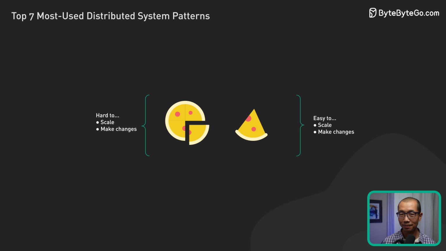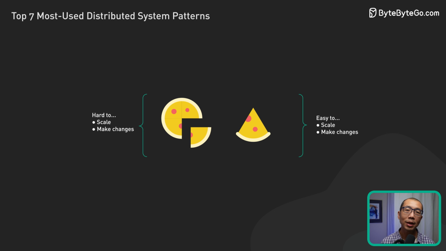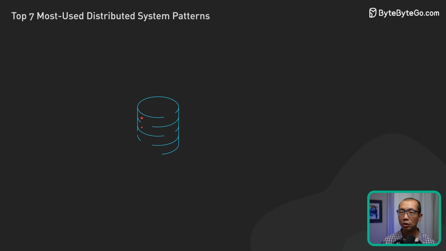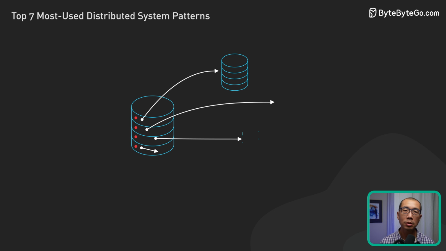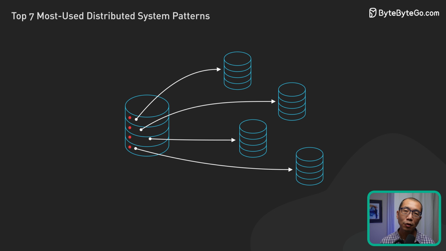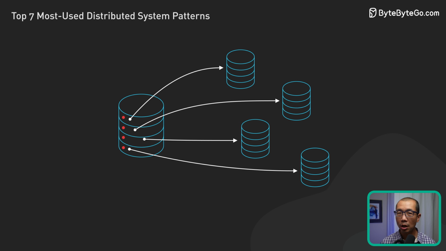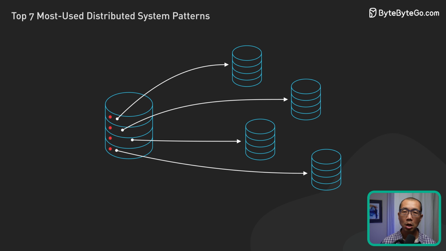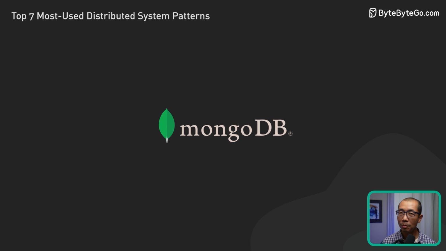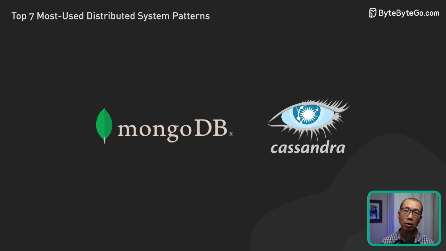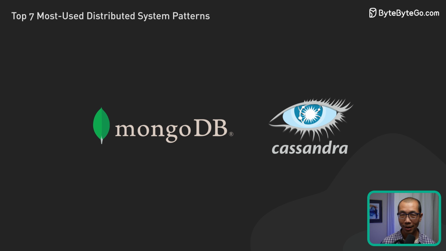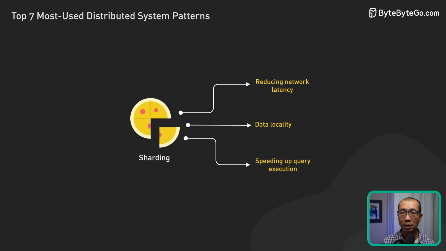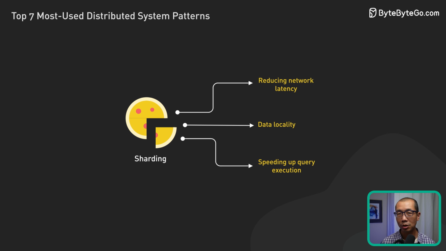Number 7 is sharding. Sharding is like dividing a large pizza into smaller slices, making it easier to handle. It's a technique for distributing data across multiple nodes in a system. It improves performance and scalability. Each shard contains a subset of the data, reducing the load on any single node. Databases like MongoDB and Cassandra use sharding to handle large amounts of data efficiently. Sharding can also help us achieve better data locality, reducing network latency, and speeding up query execution.